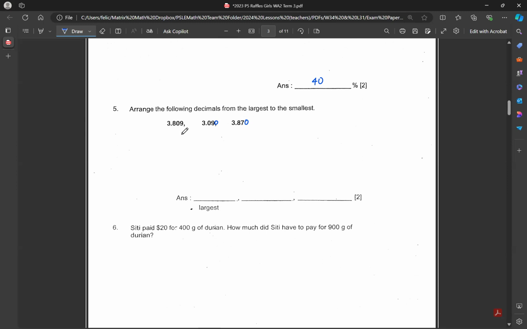Okay, so the largest one should be your 3.870. If you compare this 3.809 and this 3.870, of course, this will be largest. So this will be your first answer. Make sure when you write it back down, write the original form, 3.87. Don't put the 0 behind. Of course, the next one will be your 3.809. Lastly, the smallest is your 3.09.